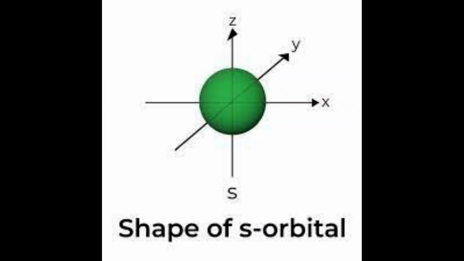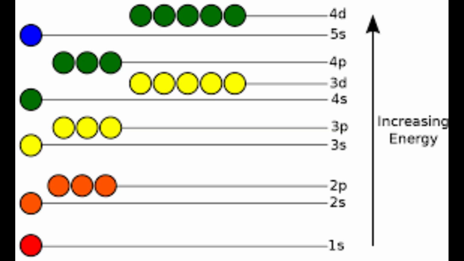So we have s orbitals, right? They are the simplest forms of orbitals. As you can see, there is an s orbital on the screen, and the thing is that s orbitals are also the lowest energy. They have the lowest energy state.